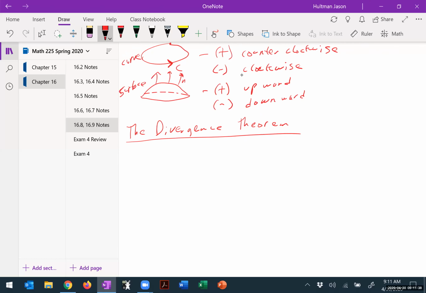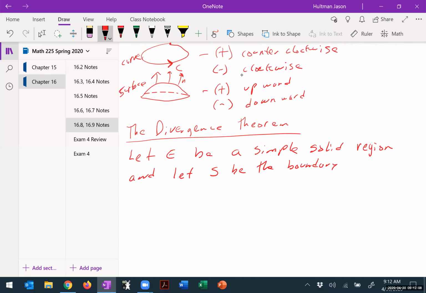Okay, the divergence theorem. Let E be a simple solid region and let S be the boundary surface of E with positive or outward orientation.